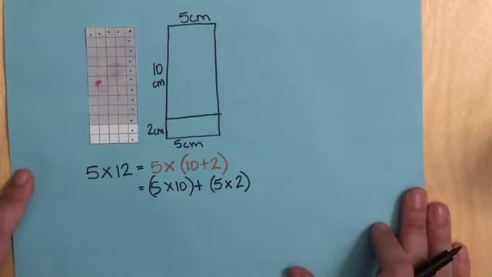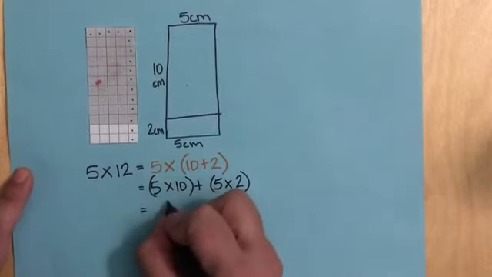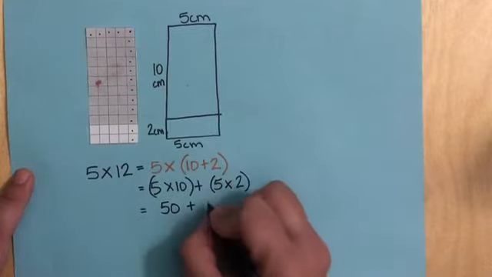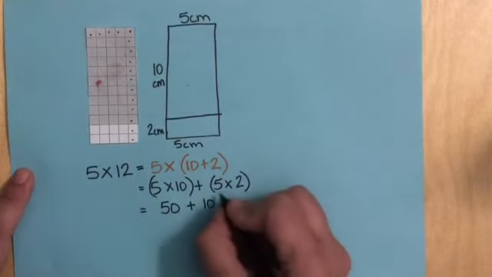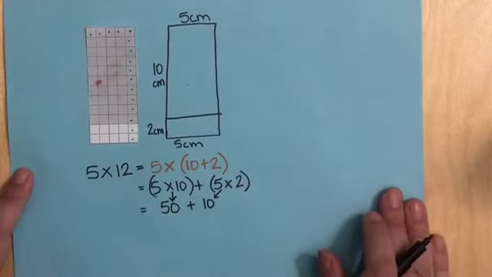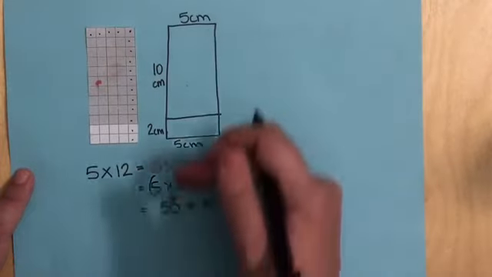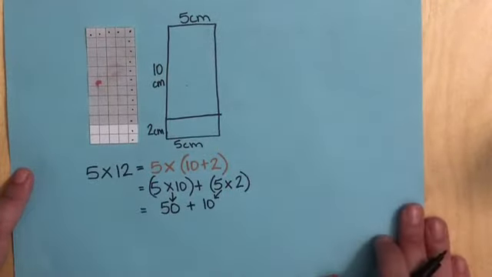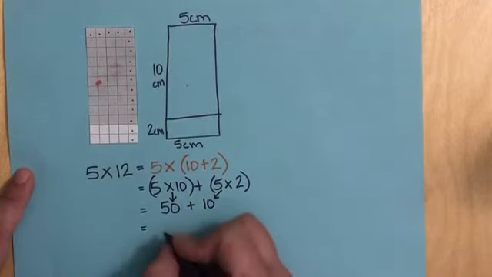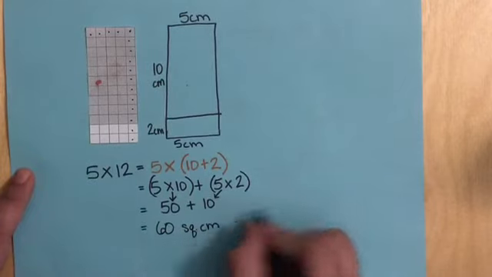Now we're ready to do our math. So 5 times 10 here is going to be 50, plus 5 times 2, which is 10. Remember, you're just writing the next step underneath, kind of like going downstairs, and each time you go down a stair, you solve a little bit more. So now for our last step, we're going to add 50 plus 10, which is 60 square centimeters.